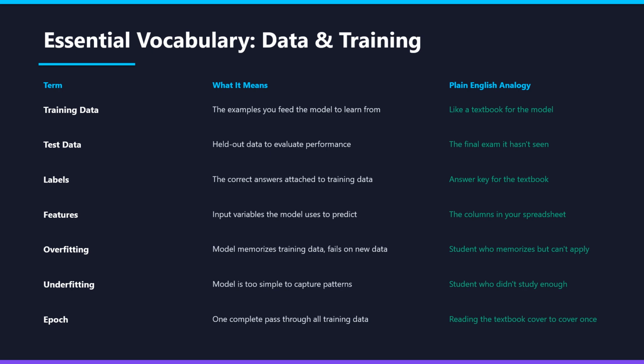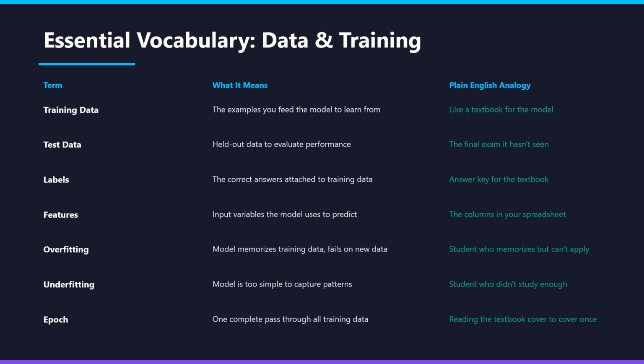Overfitting: when the model memorizes the training data but fails on new data, like a student who memorizes the textbook word for word but can't answer a question phrased differently, right? This is one of the most common problems in ML. Underfitting, the opposite of overfitting: the model is too simple to capture the patterns, like a student who did not study enough, right? Usually means you need more features or a more complex model.